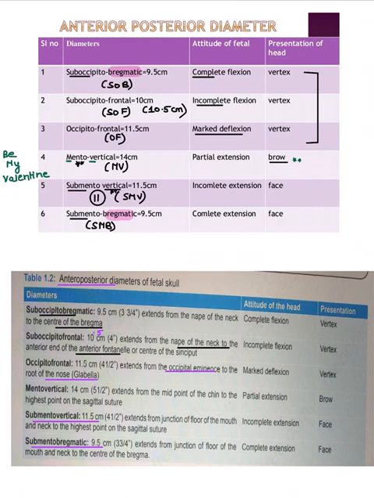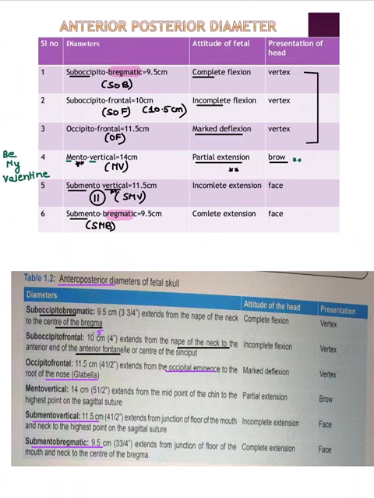Now coming on to the brow presentation, guys. Think, brow is what? It is the area anterior to the anterior fontanelle and extending to the root of the nose. So you want that to come as the presenting part. How do you need to put the attitude of the fetus? That is partial extension. So partially you are extending so that you can see the brow presentation.